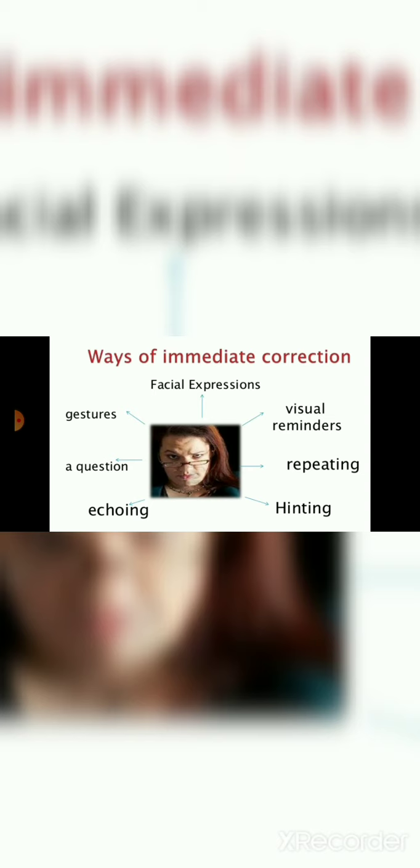So, ways of immediate correction. If you are in the classroom: facial expression, gestures, a question, echoing, repeating and hinting, visual reminders. These three things, facial expression, gestures, a question and visual reminders, will be applicable in your traditional classroom.